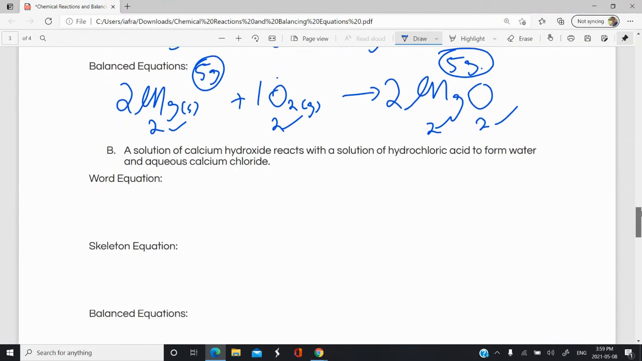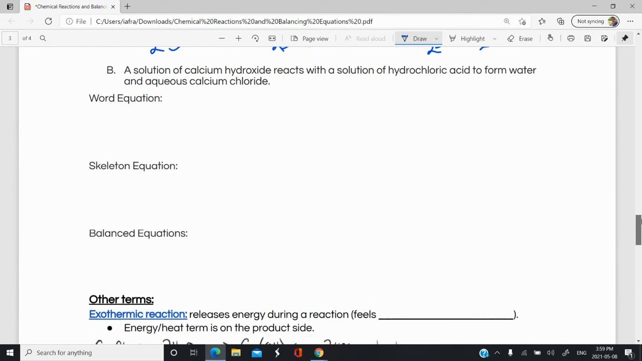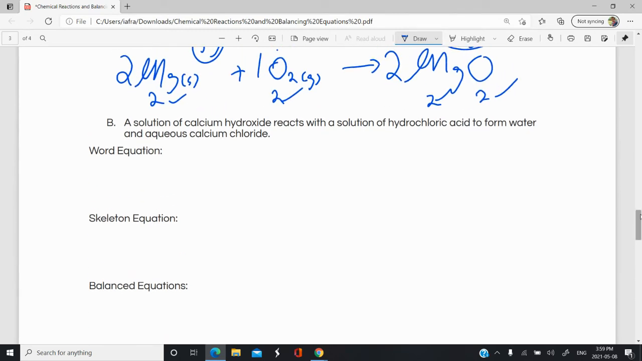So let's try another example. This is the one that we saw in your notes earlier, but we went through it quickly. So let's go ahead and try this one again. So we have a solution of calcium hydroxide reacts with a solution of hydrochloric acid to form water and aqueous calcium chloride. So let's do our word equation first.